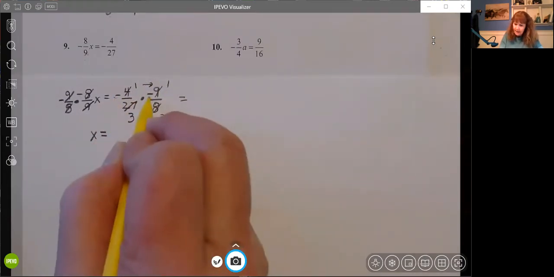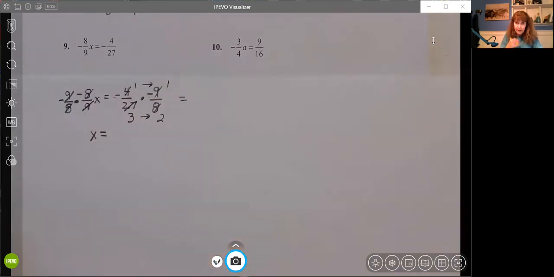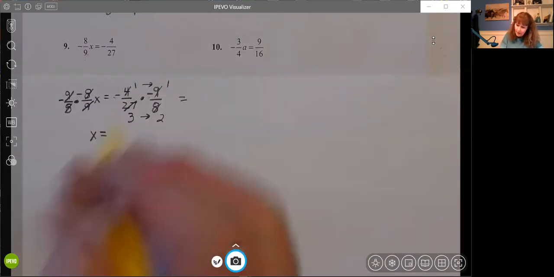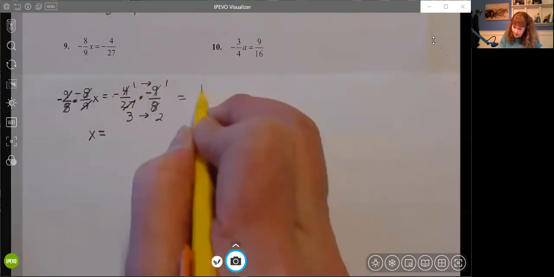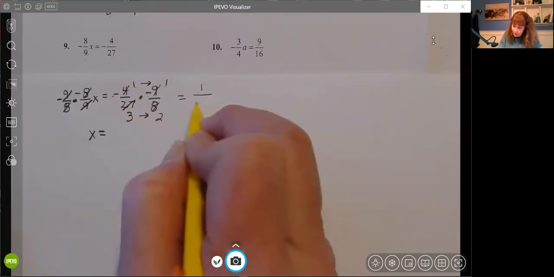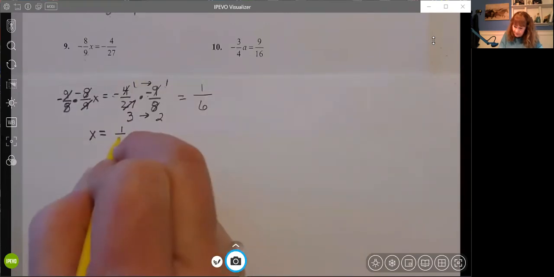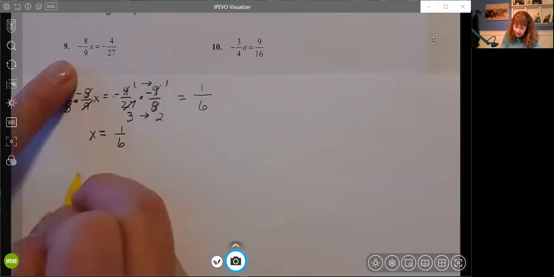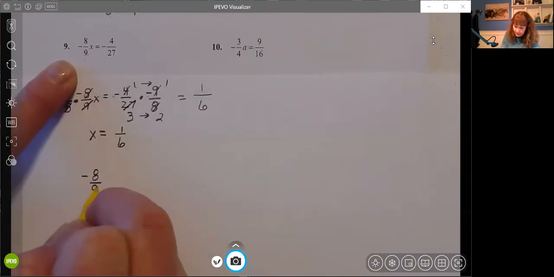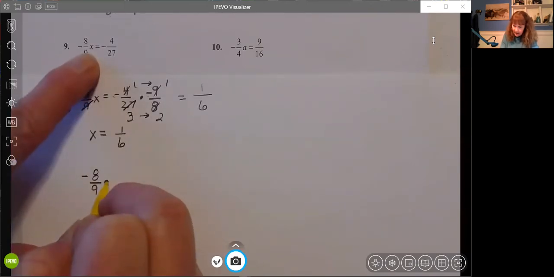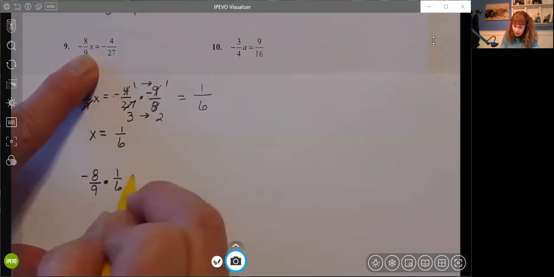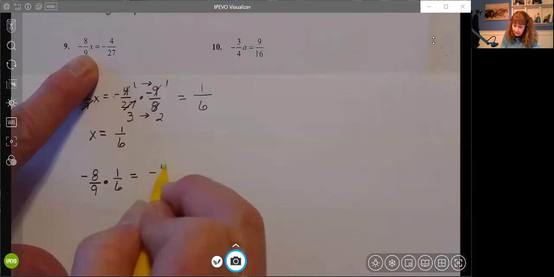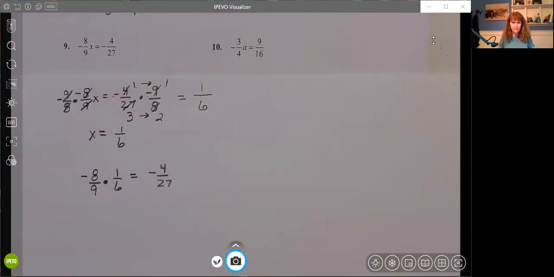Okay, so my answer when I multiply across, a negative times a negative is a positive. 2 negatives even, so you have a positive answer. So we have 1 times 1 is 1. 3 times 2 is 6. 1/6. So let's check it. I have a negative 8/9 times the x, which is 1/6. Do you get negative 4/27? Do you get a negative 4/27 when you put your 1/6 back in? Let's check it and see.